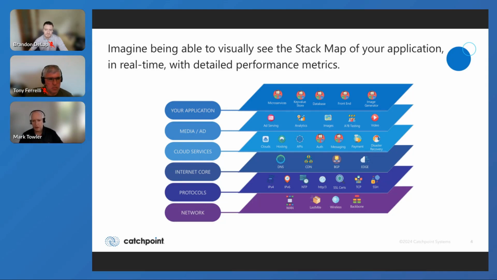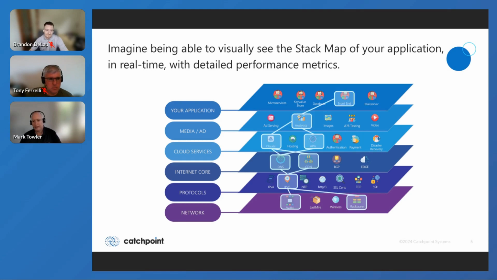Just imagine if you, for example, had one front-end application and you've got users at the bottom here who are accessing your network. How do they get through the entire complicated internet stack? Wouldn't it be nice to know that? Well, that is what Catchpoint has brought you with Internet Stack Map.